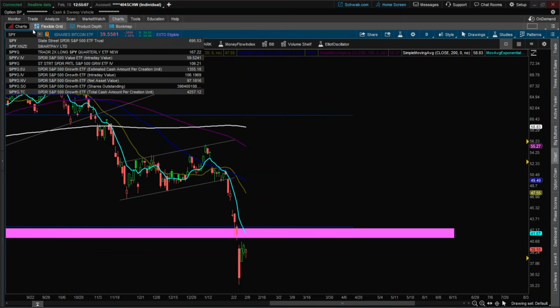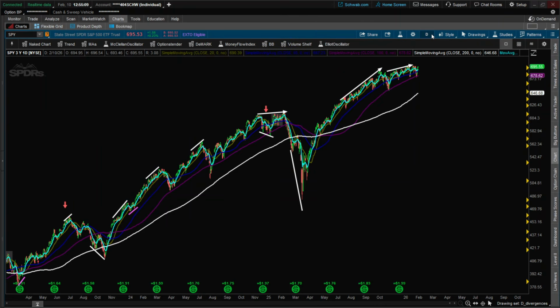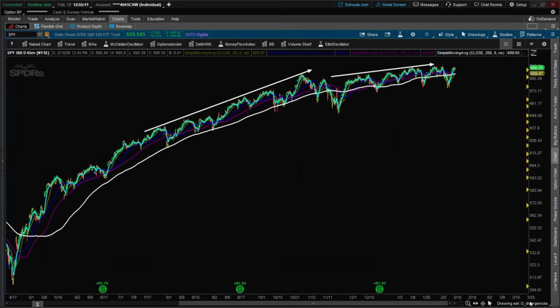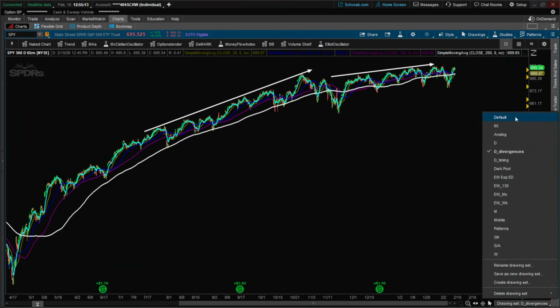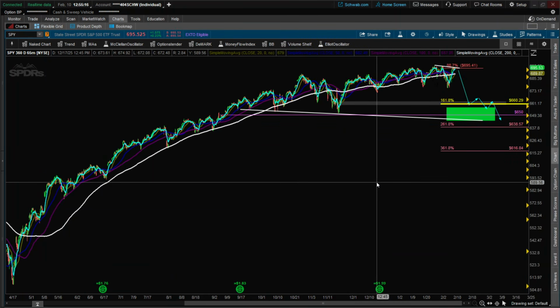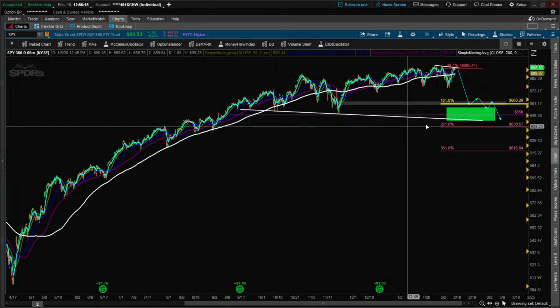If we go to SPY, let's go to the 65 and we can check out what we've been working on here. And this is the pathway that I've been looking at. Okay.